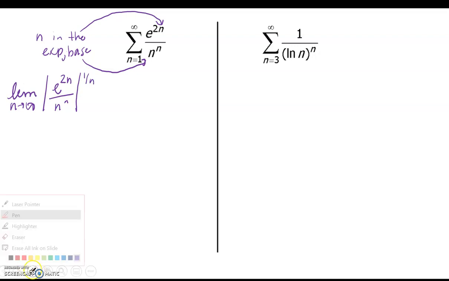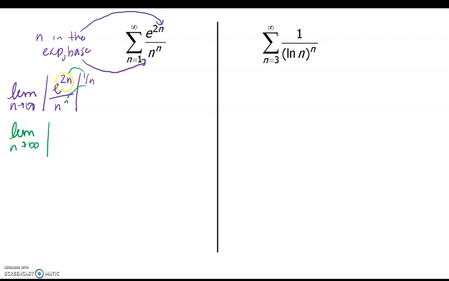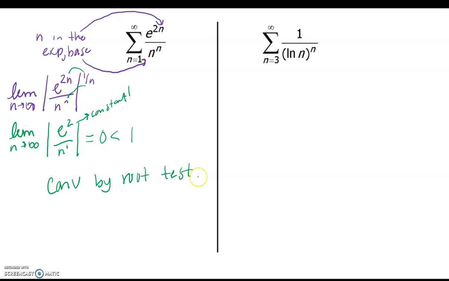So when we think about it, we have a power raised to a power, so we will multiply those together. This new limit is going to become the limit as n goes to infinity of the absolute value of e to the 2n times 1 over n, which is e squared, that is just a constant, over n times 1 over n, which is n to the first power. So when you do that, let's go ahead and take the limit. Constant over n, so something over something really big, is equal to 0, less than 1. So this is going to converge by the root test.